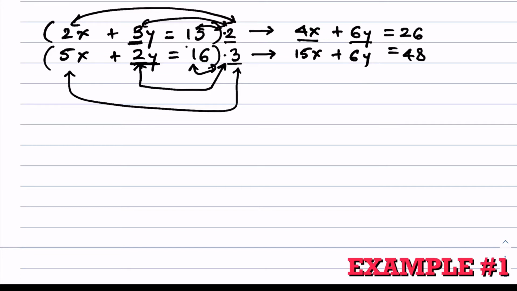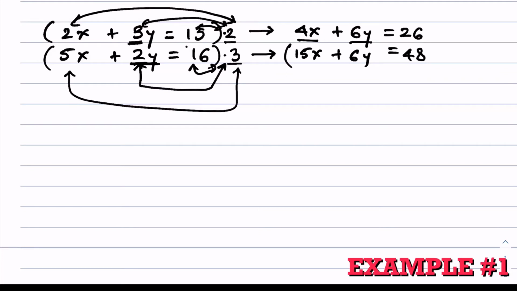Whenever I apply a multiplication on the left side, I have to apply it on the right side as well. That's how we transformed the first two equations into the next two: 4x plus 6y equal to 26 and 15x plus 6y equal to 48. Essentially they are the same equations, it's just that the coefficients are now more favorable for us. Now you look at 6y and 6y. How do we get rid of them? It's an easy process now.